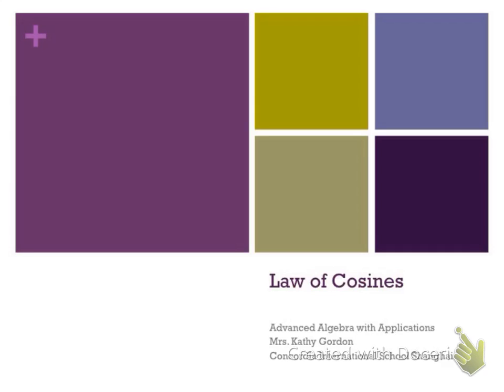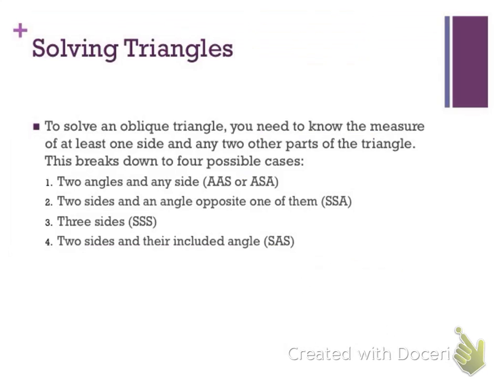Lesson 5.6. This will be our last lesson for this chapter, and this is on the law of cosines. So we've been talking a lot about solving triangles, especially with your last lesson where you were using the law of sines, but we were limited as to what we could do and what kinds of triangles we could solve with just the law of sines.